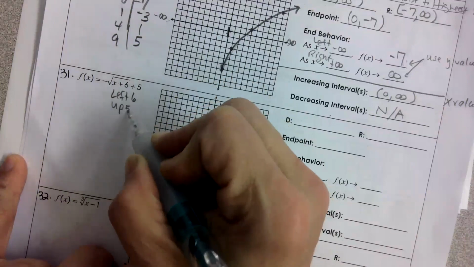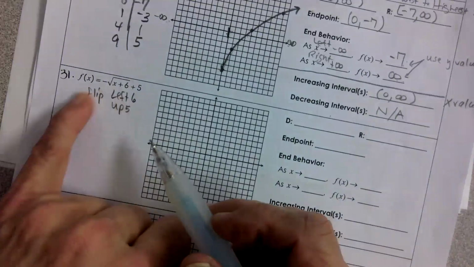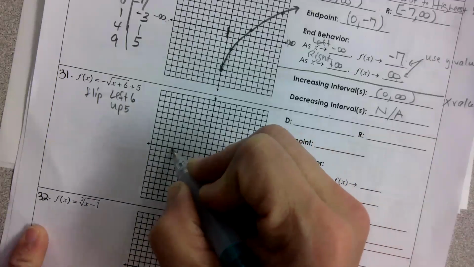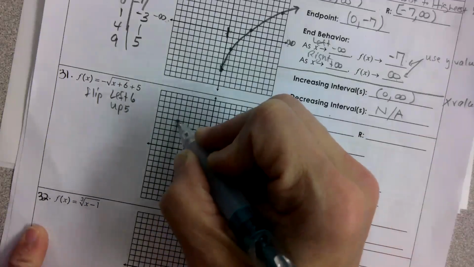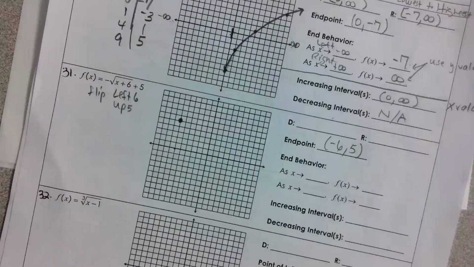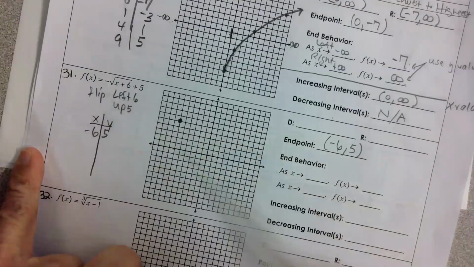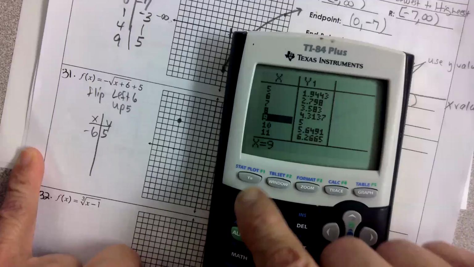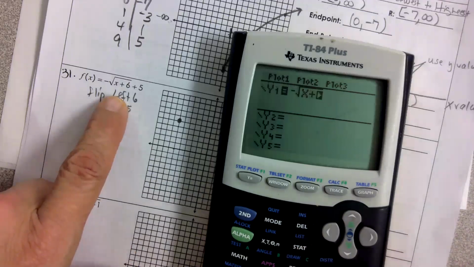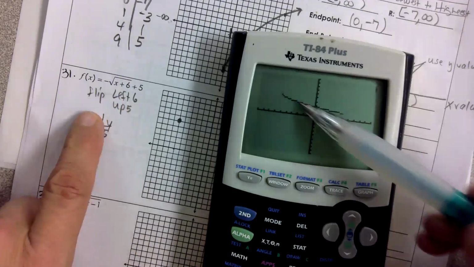All right, so then the next one, I'm like, okay, this one goes left 6, and it goes up 5, and it's going to flip. Just so I know that I'm thinking about it from the get-go. It flips, left 6, up 5. And that's going to be the endpoint, left 6, up 5. So that's going to be my first numbers in my XY chart. So I got negative square root of x plus 6, plus 5. See, it's going to flip.